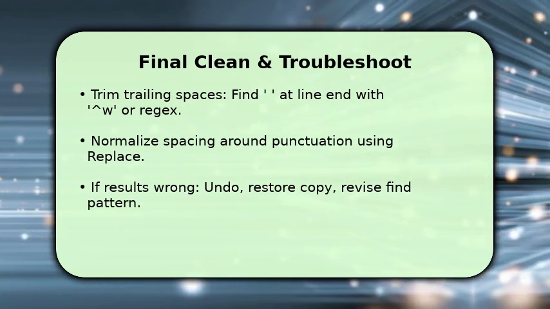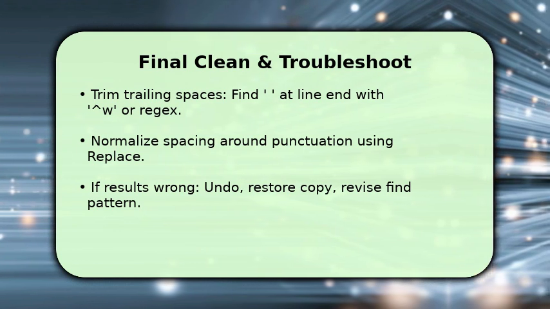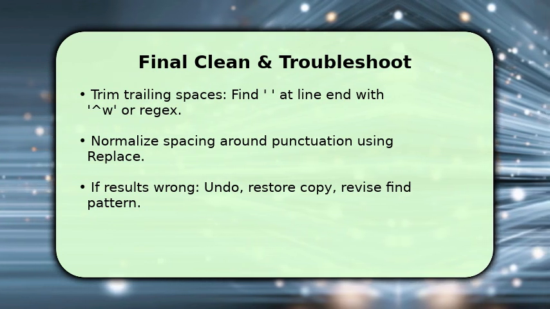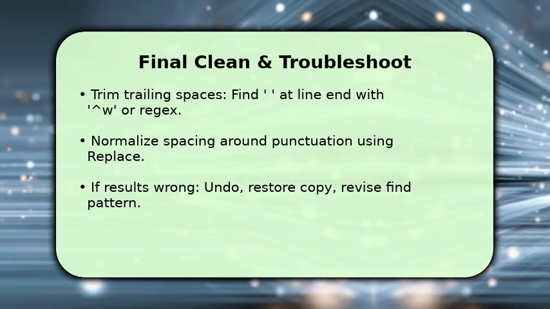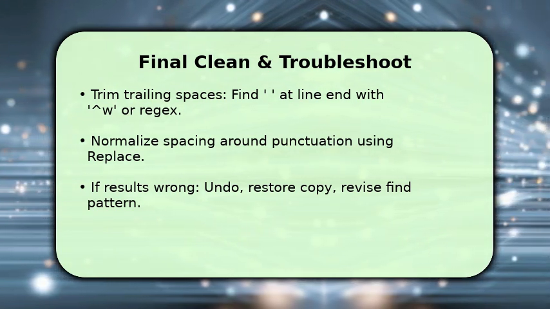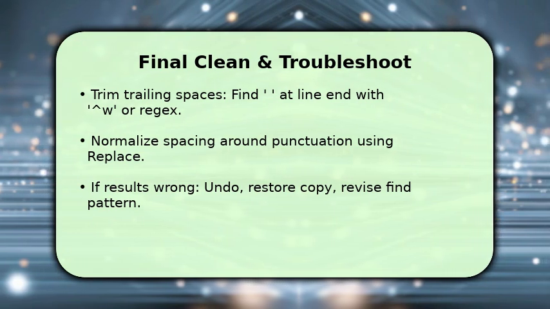If you see unexpected changes, stop and use undo immediately, then restore your saved copy to avoid data loss. If problems persist, adjust your find pattern or use Select All and check formatting settings. This prevents repeated errors and explains why a pattern matched more.